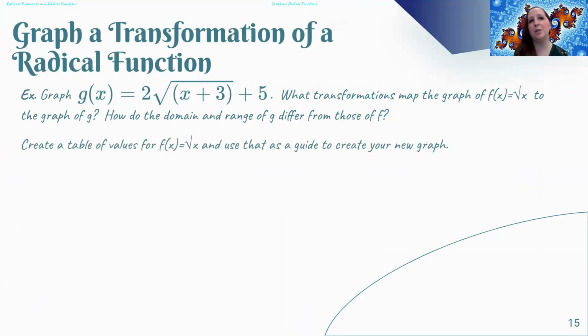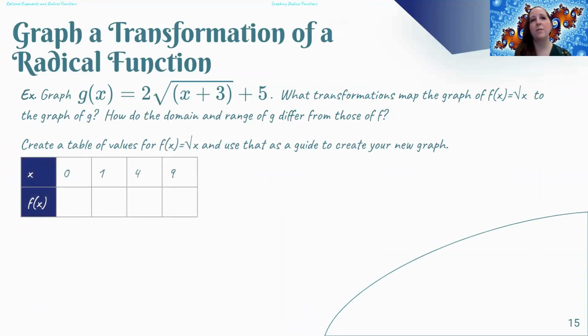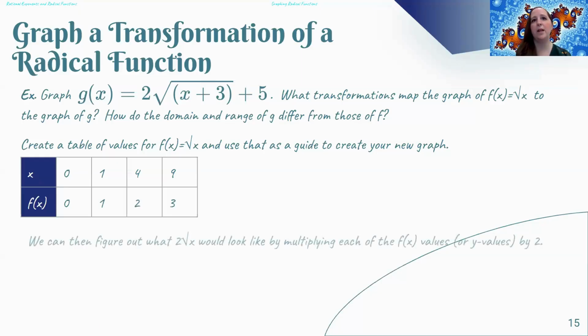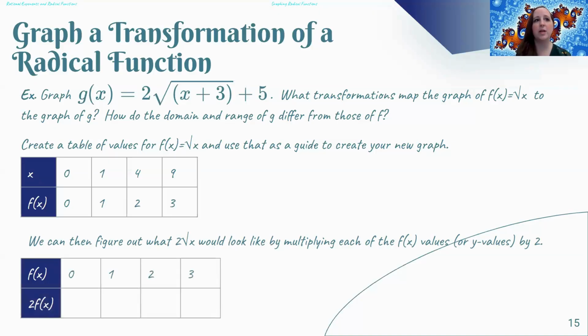I then can create a table of values and use that as a guide to create my new graph. So if I have the square root of x, I'm using 0, 1, 4, and 9. Again, I'm using numbers that I know are going to give me a perfect square. Okay. So I have 0, 1, 2, and 3, and then I can go ahead and graph those. Because I am figuring out 2 times the square root of x, it's like multiplying each of my f of x values or y values by 2. Okay? So I can do that.